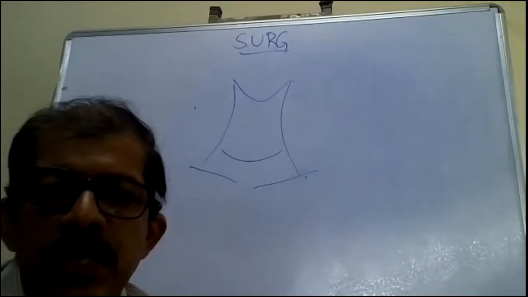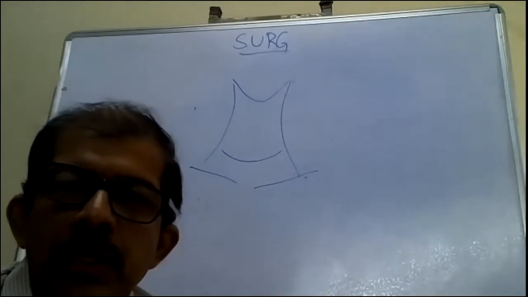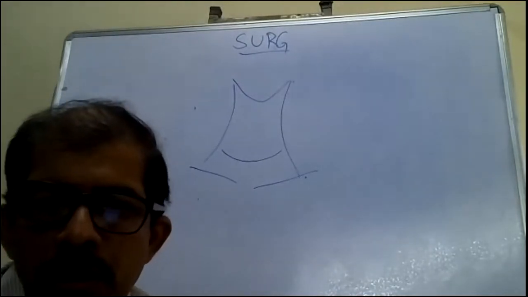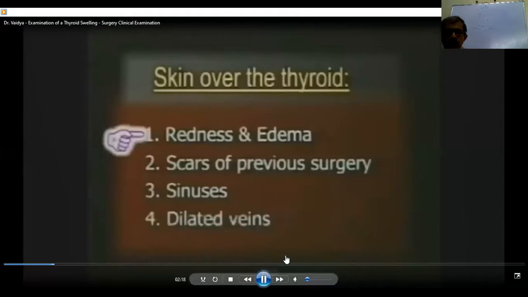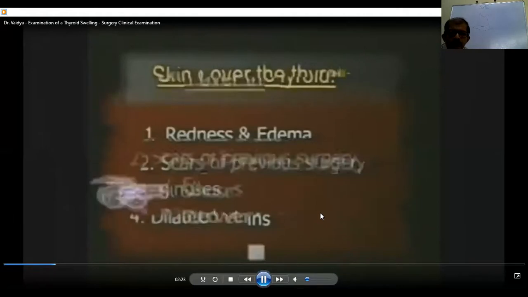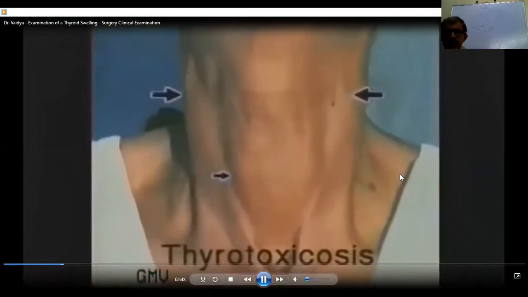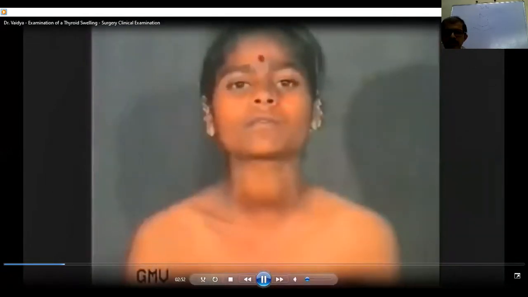Similarly, thyroglossal cyst that gets infected and then ruptures will produce a thyroglossal sinus. That's what this video shows. And dilated veins are also important. These are the dilated veins showing. So this is the thyroglossal sinus of a previously infected thyroglossal cyst. So their veins may be seen.